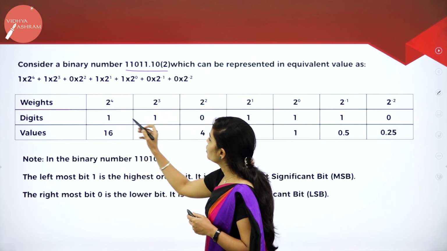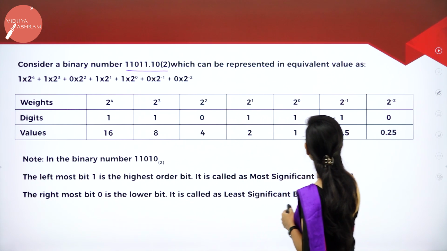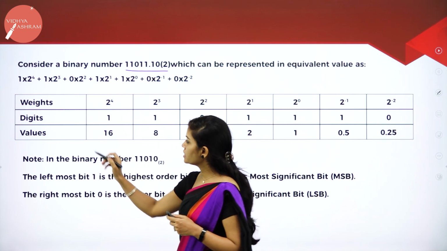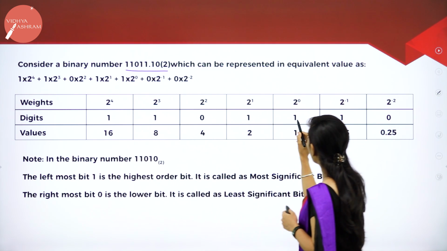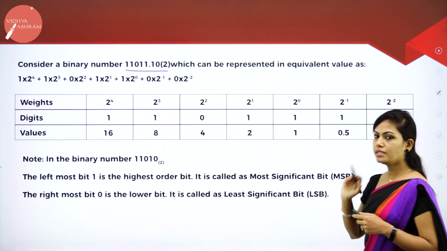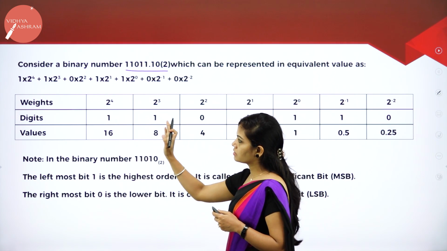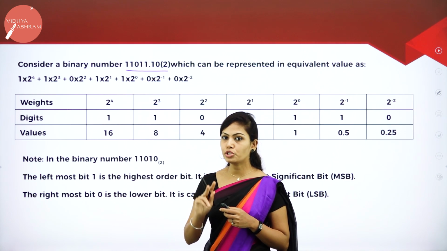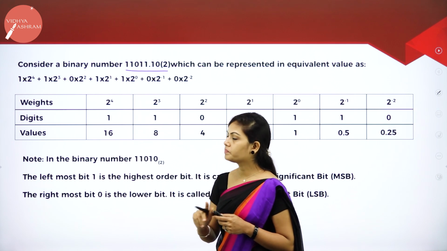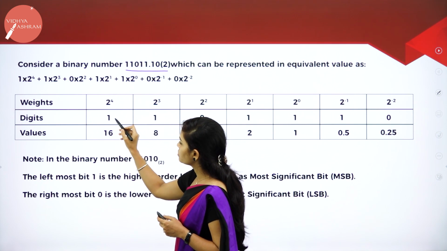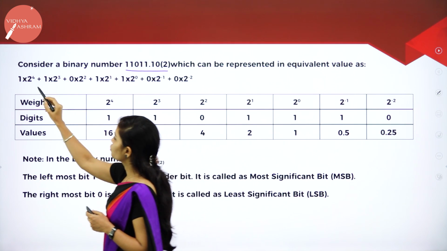So, what are the digits? 1101101. What are the digits? 1101110. Find the weights of these digits. Here, binary means we have to use powers of 2 only. 2 power 4, 2 power 3. Here we have 2 power 4.